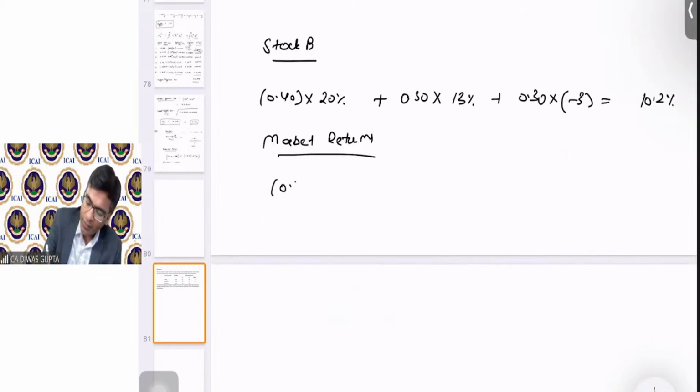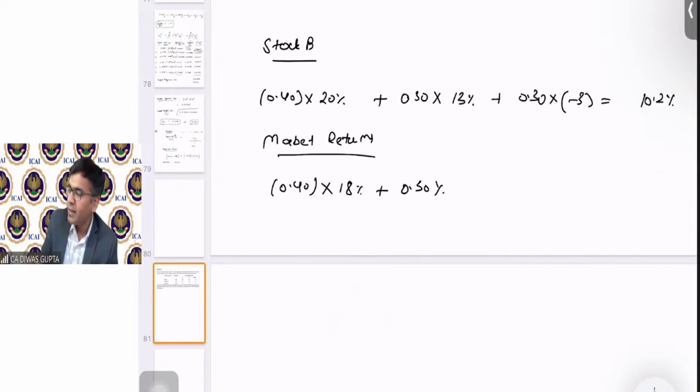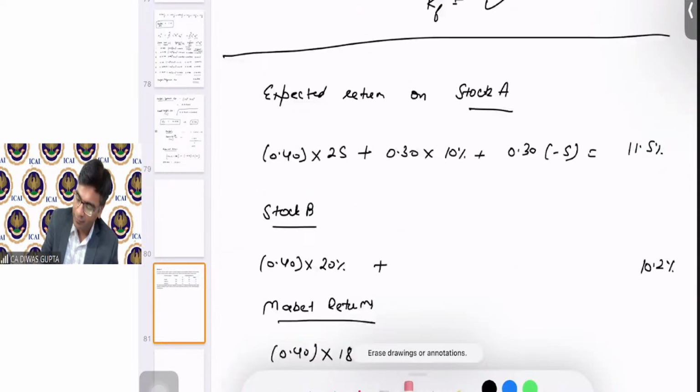Market returns are 0.40 into 18%. Then second one, for 30% probability, there is a return of... I think I have written something wrong. Just a second.